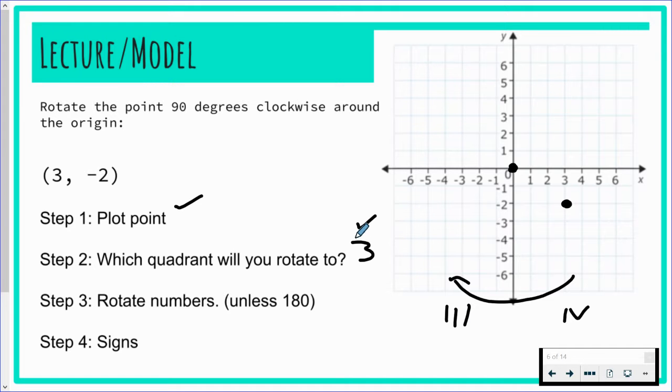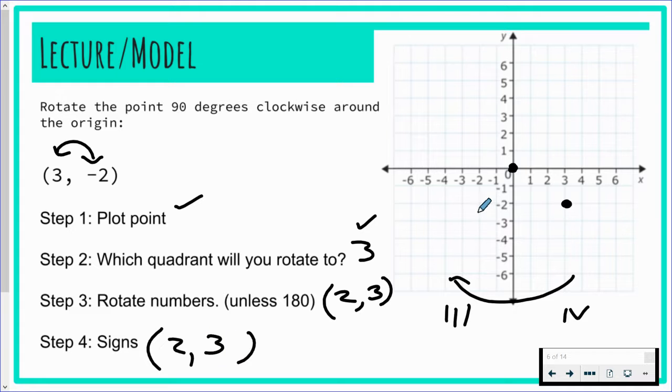I'm in quadrant 3. I'm going to rotate my numbers because it's not 180 degrees. So instead of 3, 2, it's going to be 2, 3. I switch the order of the numbers. And now I'm going to pick my signs. In quadrant 4, my x would be 2, my y would be, in quadrant 3, both are negative. So my rotated point is -2, -3.